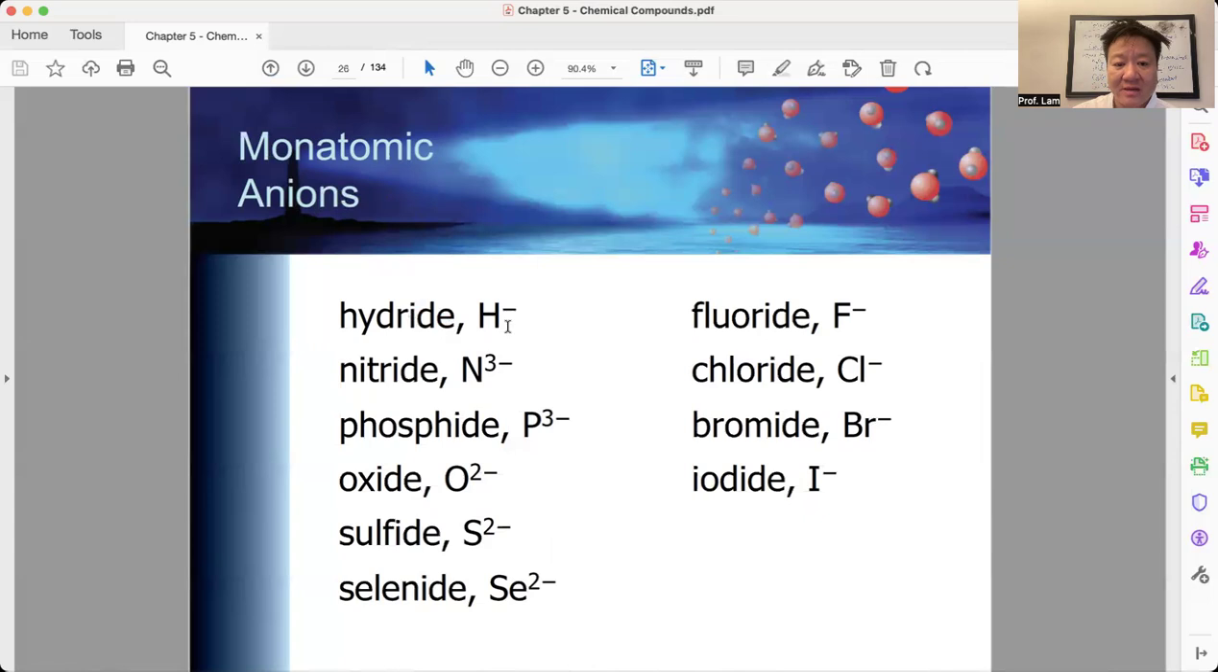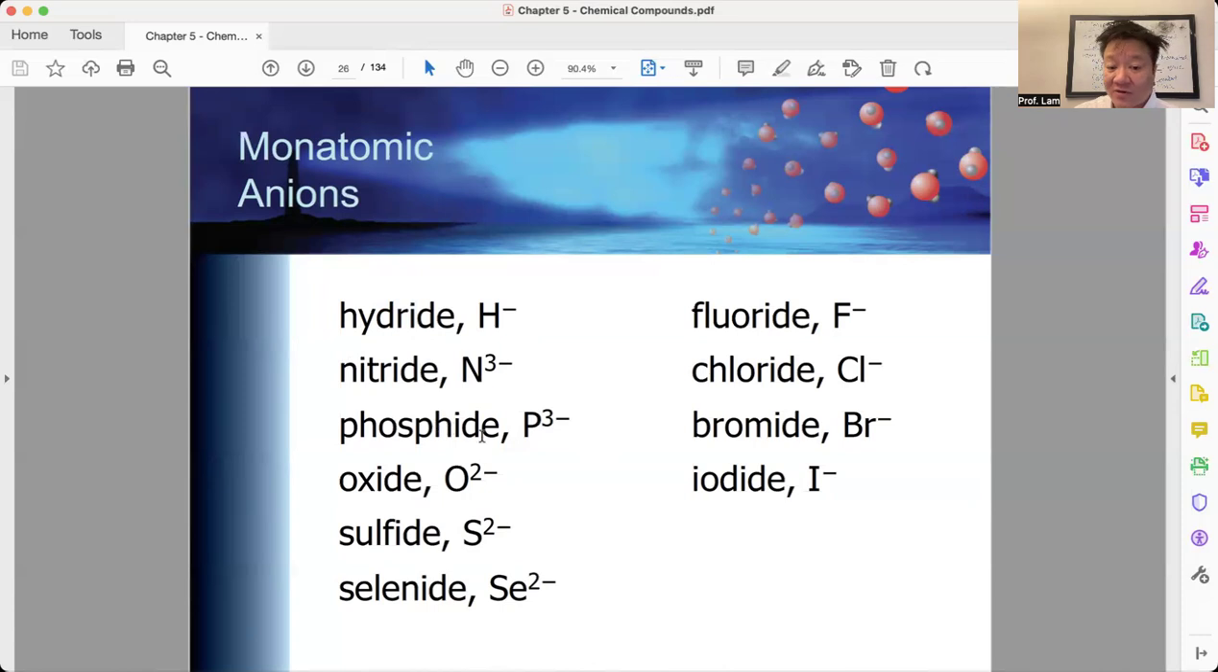And so how do you name it? Well, you drop the ending of hydrogen. So you just keep the root of hydrogen, which is hydr, and then you add the suffix IDE. Easy. And so for the next ones, you see it's the same. Just take the root of the element name and add IDE. So nitrogen, you drop the -gen part, keep the nitr, and then just add IDE, so nitride.